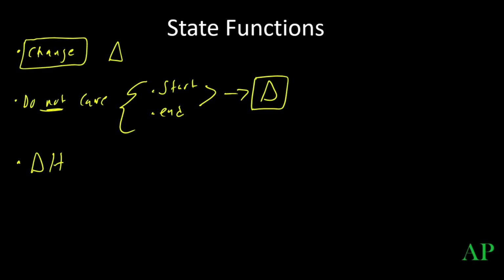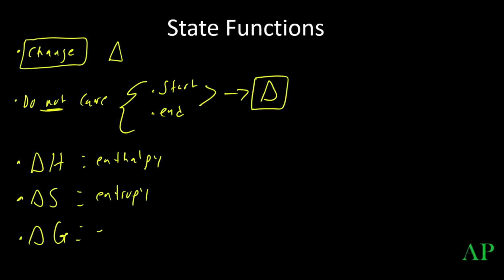The first is delta H, which is your change in enthalpy. The second is delta S, change in entropy, and the third, delta G, change in Gibbs free energy. Sometimes you may see a little circle here on the top right. That little circle refers to standard state conditions.